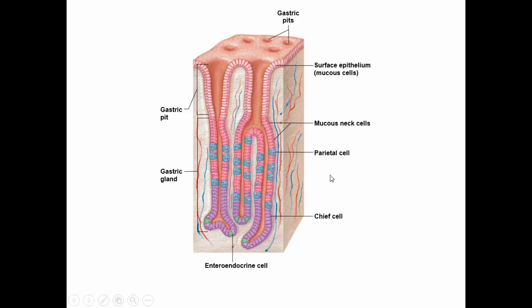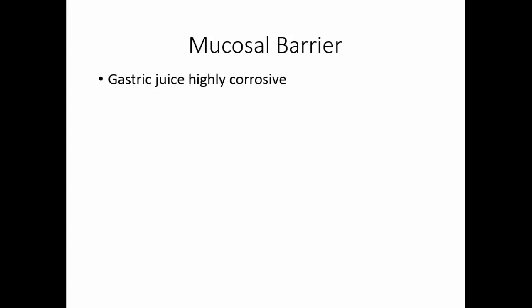Now here you see the surface of the stomach, and these are the gastric pits leading to these tubular gastric glands. The chief cells, the parietal cells, and the mucous neck cells. The enteroendocrine glands are only found in the pyloric region. Gastric juice is highly corrosive, and protein digestive enzymes are found in the stomach.